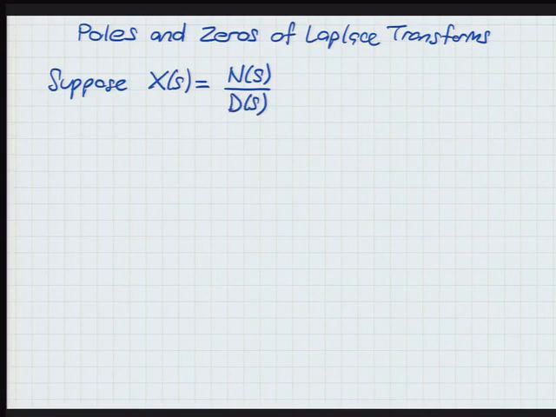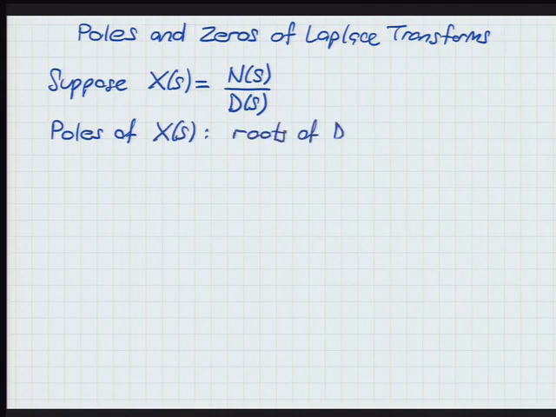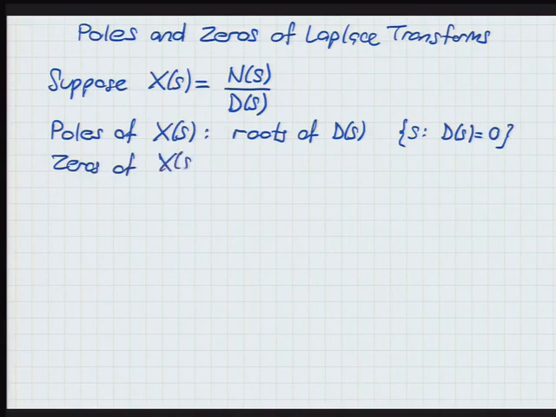So if our Laplace transform has that form, then we define the poles of x of s to be the roots of the denominator polynomial. What that means is, of course, those complex numbers s for which d of s is equal to 0. And then the zeros of x of s are the roots of the numerator.